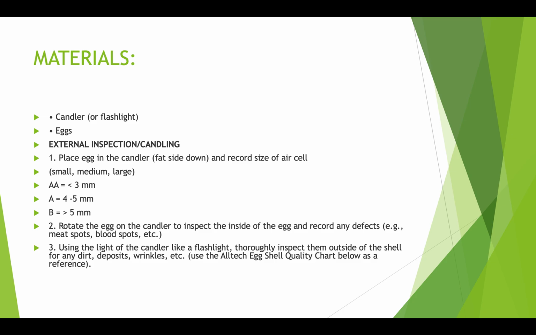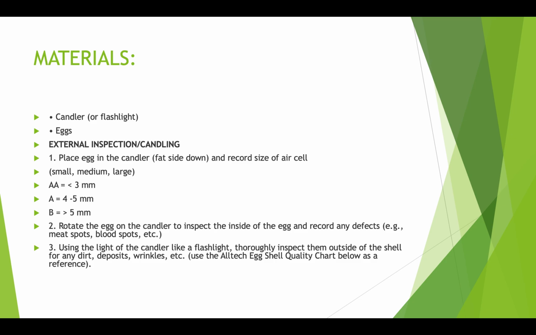If it is less than 3 millimeters, then it is graded as a double A grade egg. If it is between 4 to 5 millimeters, it is usually regarded as an A grade egg. But if it is greater than 5 millimeters, then the egg is regarded as a B grade egg.